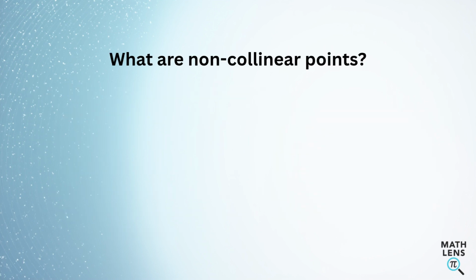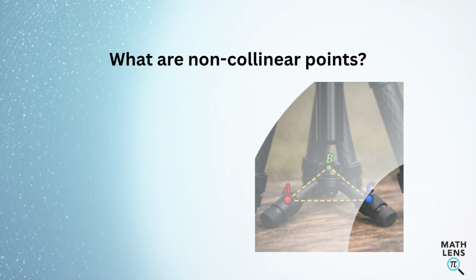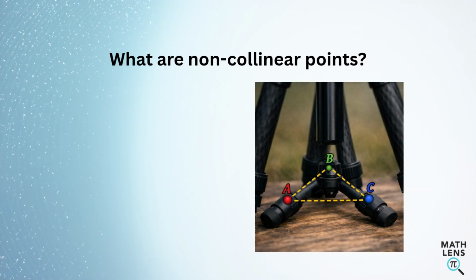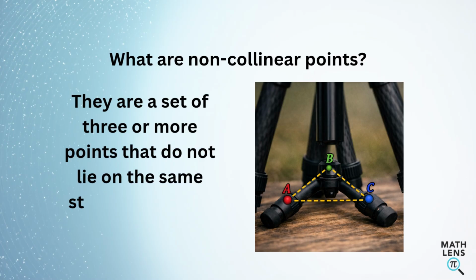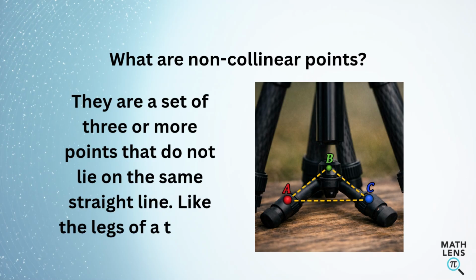What are non-collinear points? Imagine 3 points in space that do not align on a single straight line. These are what we call non-collinear points. Think of them like the legs of a tripod. Each leg stands separately, supporting the structure, just as non-collinear points support the concept of a plane by existing independently in space. Remember, without at least 3 non-collinear points, a plane cannot be defined.